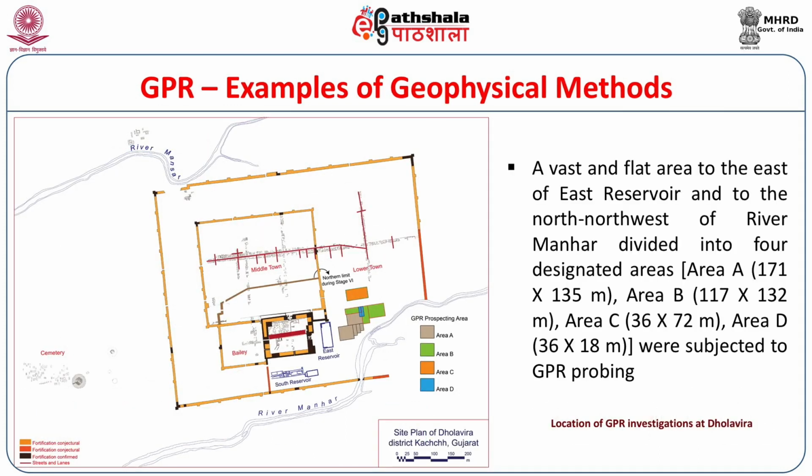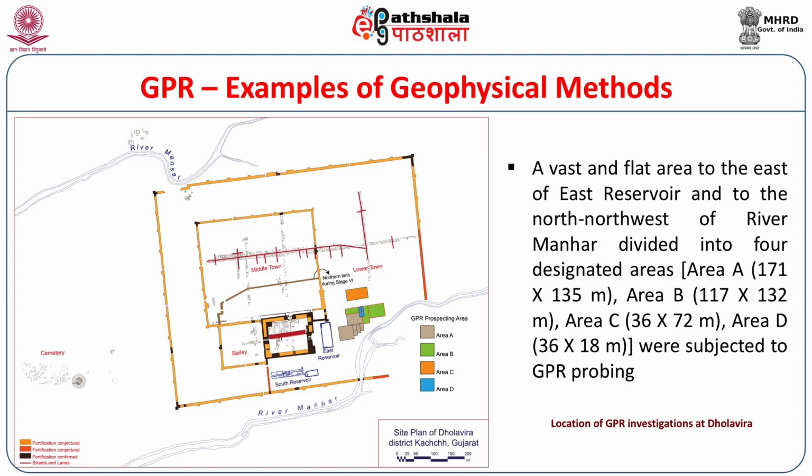So the next case study is from Dholavira, where in collaboration with the Archaeological Survey of India, the IIT Gandhinagar carried out a ground penetrating radar survey. In the area to the east of the East Reservoir, you can see the different areas that have been marked in different colors, and they were probed, and the results indicated very interesting details, because the eastern reservoir is connected to the Manhar River, located to the south and southeast of the settlement, and from there various feeder channels, maybe diversion of water into these reservoirs, could have happened.